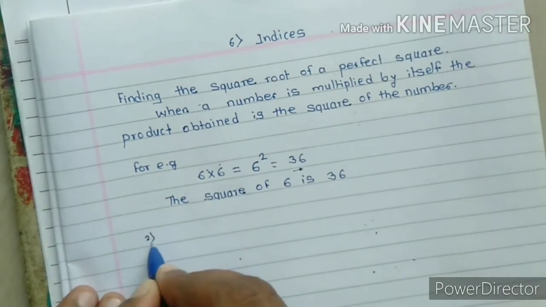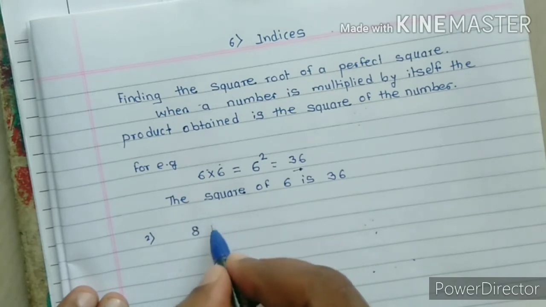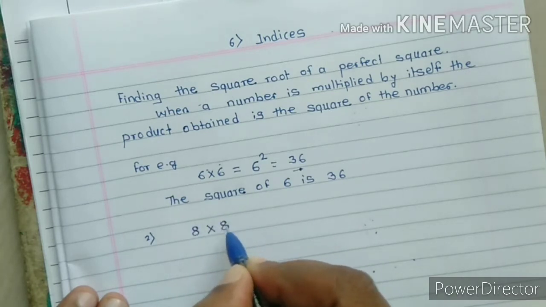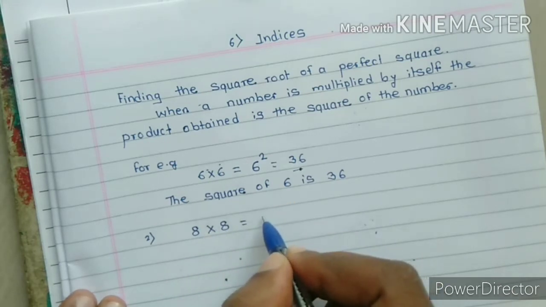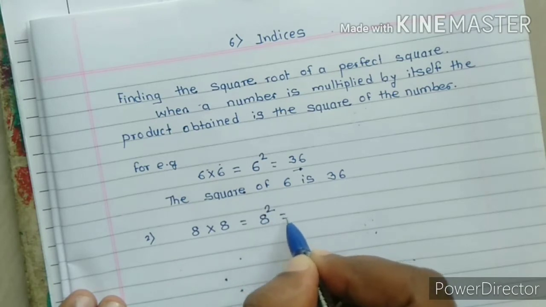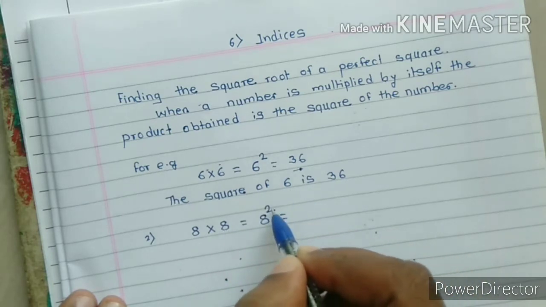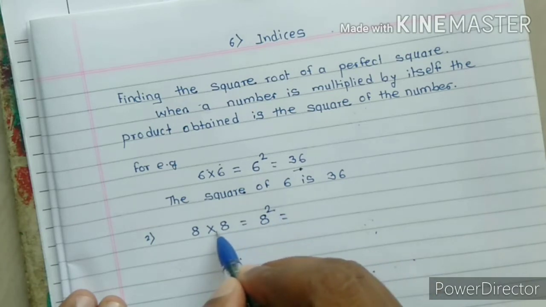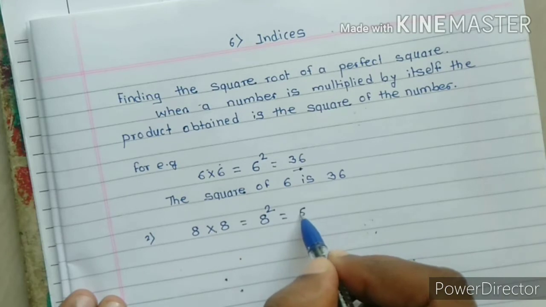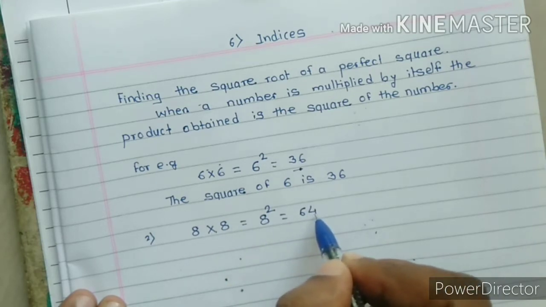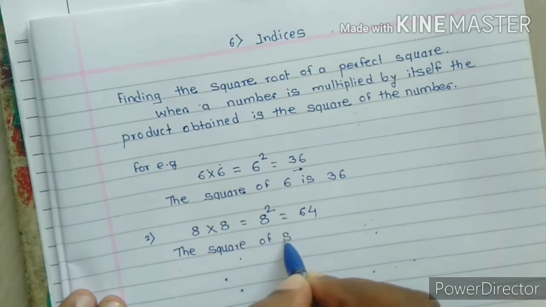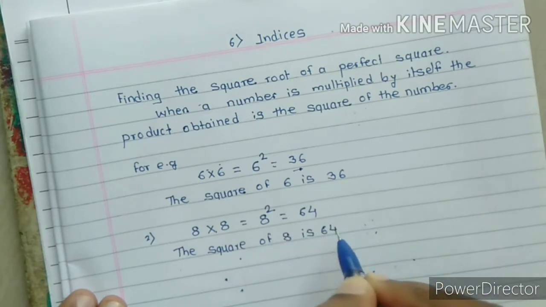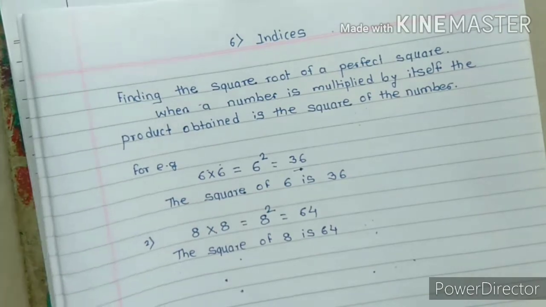Next example, second example, suppose 8 is multiplied by itself, means 8 into 8. This is the multiplication form. You have to write down in indices form. It means 8 raised to 2. It is the square of this number. Therefore, 8 into 8 is 64. 8 eights are 64. That is the square of 8 is 64.